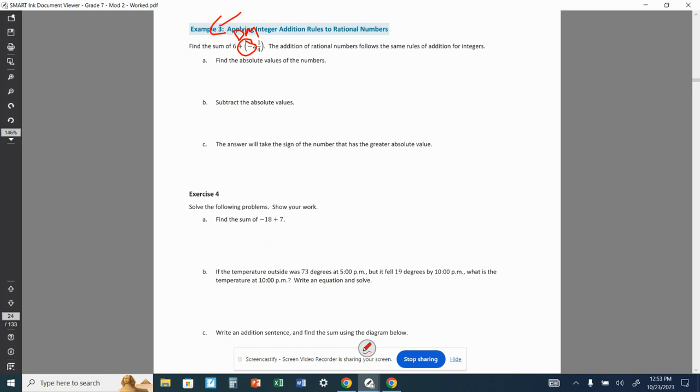It says the addition of rational numbers follows the same rule of addition of integers. So find the absolute values of the numbers. So remember, for finding absolute values, it just means the number. So the absolute value of 6 is just 6. The absolute value of negative 2 and 1/4 is just the number inside without a negative symbol, 2 and 1/4. Okay, subtract the absolute value. 6 minus 2 and 1/4.